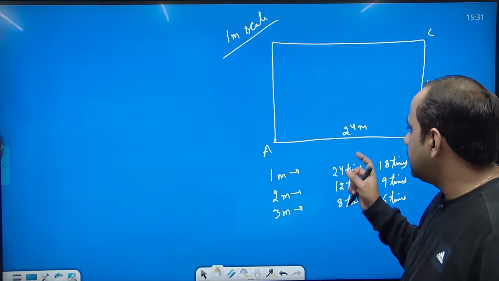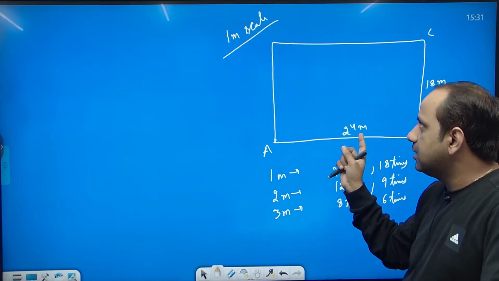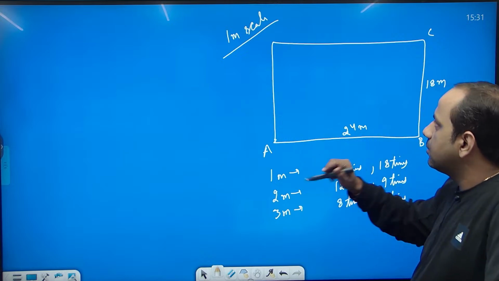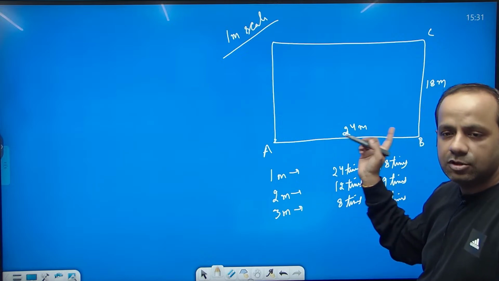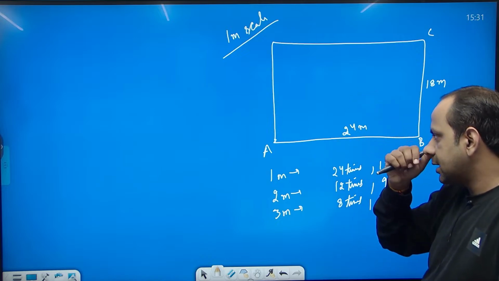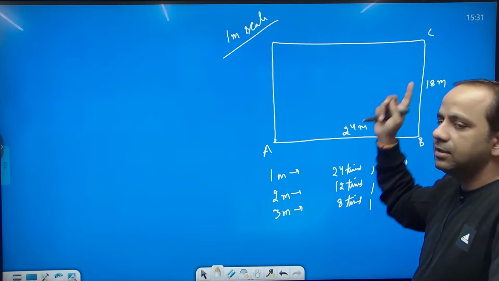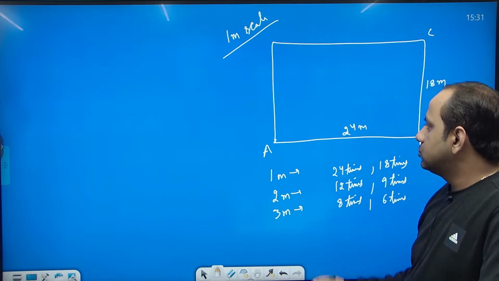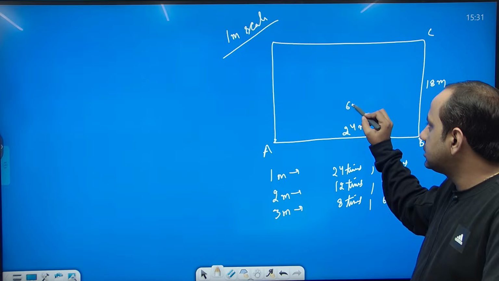Question is, what can be the length of the largest scale which can measure AB? Look, if I take a 4 meter scale, AB will be measured, but BC will not be. So I need to take that scale which can measure AB and BC exactly. So that will be a 6 meter scale.